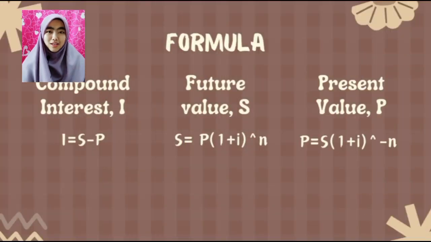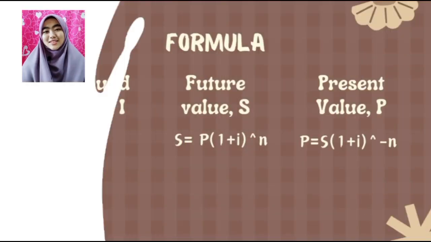Okay, let's move on to the formula of compound interest. The formula is I equals S minus P, where S is the future value and P is the principal value. We get this formula from the definition of compound interest, which says it is the difference between future value and principal value. So we take the future value minus the principal value and then we get the compound interest that we want to find. There are another two formulas that we can use.